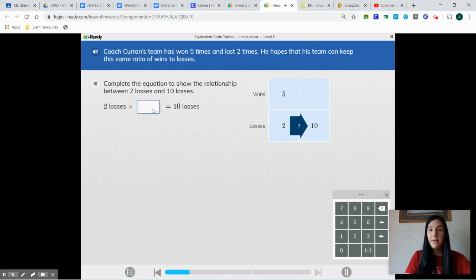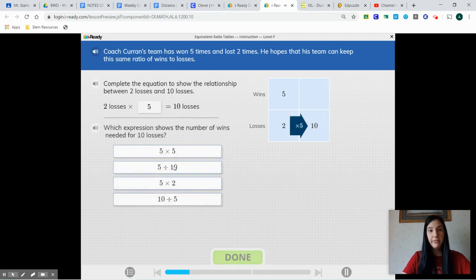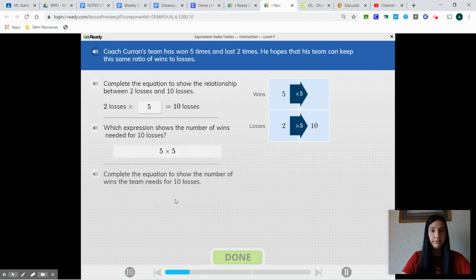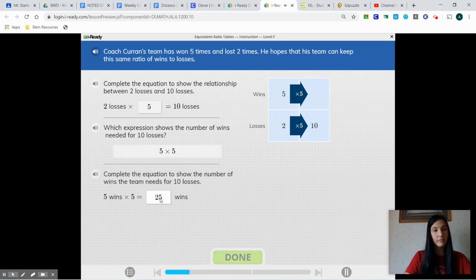Complete the equation to show the relationship between 2 losses and 10 losses. And then 5 times 5. Which expression shows the number of wins needed for 10 losses? Nice job. Yay. And then 25. Complete the equation to show the number of wins the team needs for 10 losses.